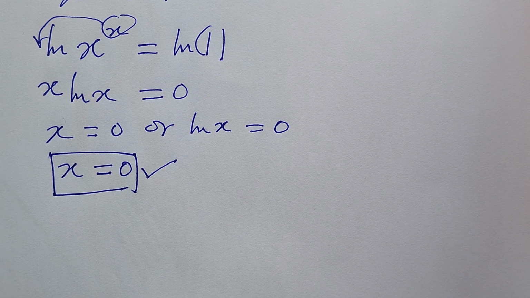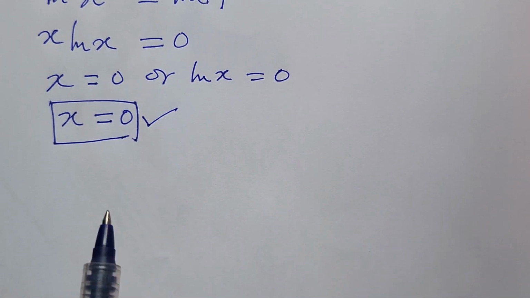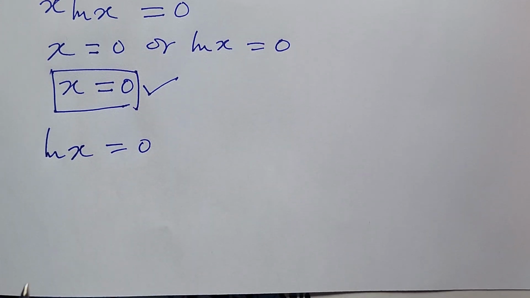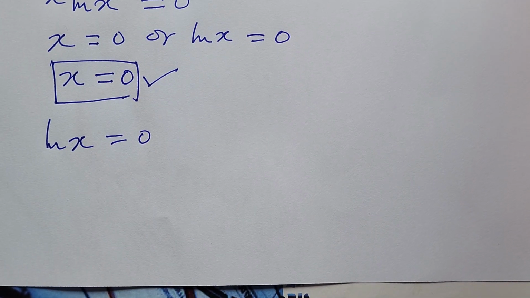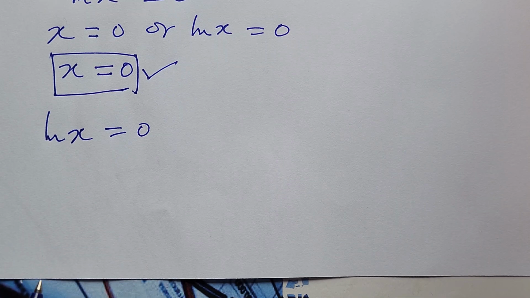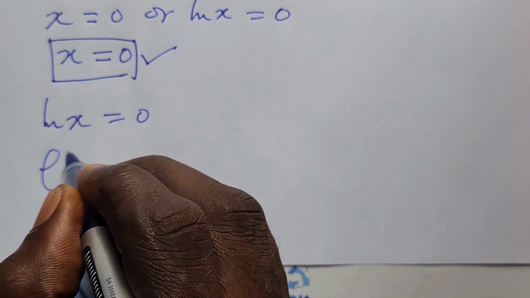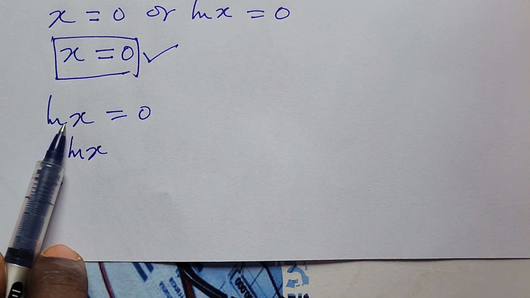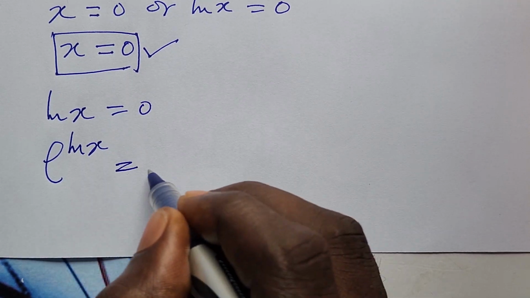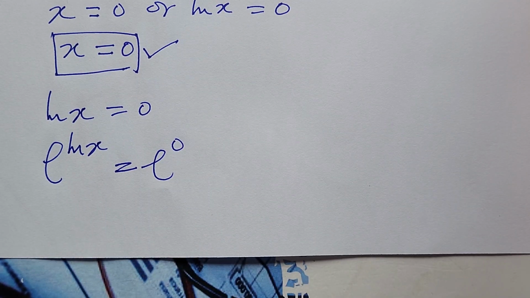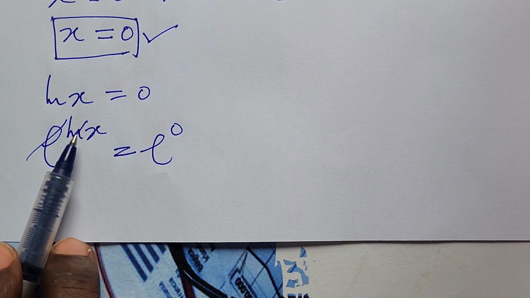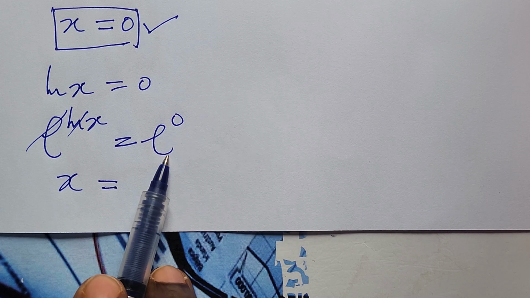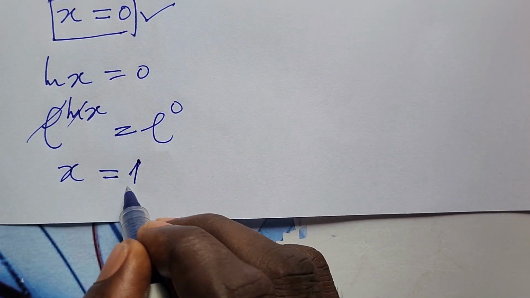All right, so let's take the second case. Case 2 is this. We know that ln of x is equal to 0. How do we now get our x from here? We rewrite this expression. We can introduce e, so we write e to the power of ln of x. Why? Because we want to eliminate this ln. So we also do the same to this side, which is e to the power of 0. What happened? This and this leave, because this is to base e. Once this leaves, we are left with our x. x is equal to, what is e to the power of 0? It's 1. So we have this to be 1.